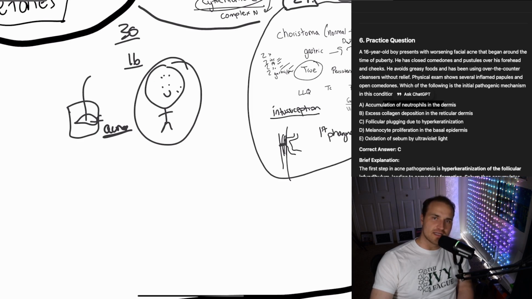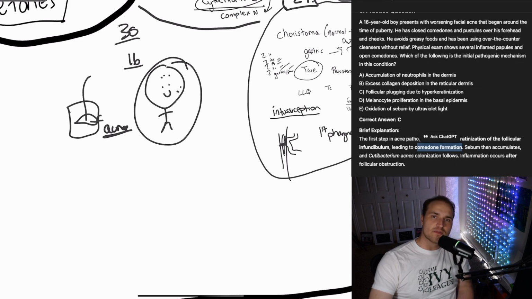It's not the initial cause of it. Collagen deposition, that's scarring, happens in cystic acne, but it's not the actual cause. Melanocytic hyperpigmentation is going to be associated with your post-acne marks. UV oxidation is going to be photoaging, so it can worsen hyperpigmentation after inflammation. So indeed, it's hyperkeratinization of the follicular infundibulum leading to comedone formation.